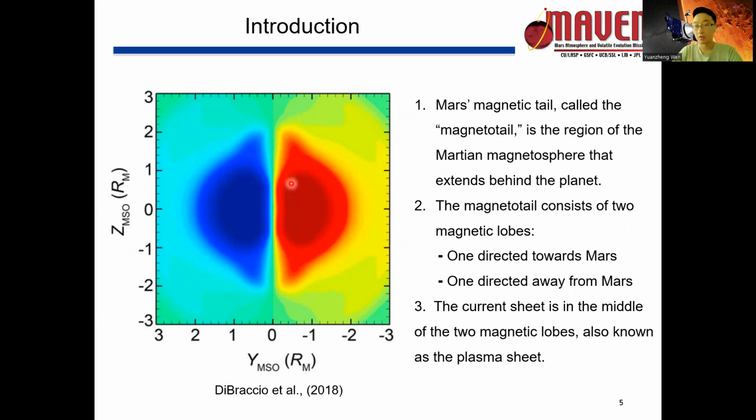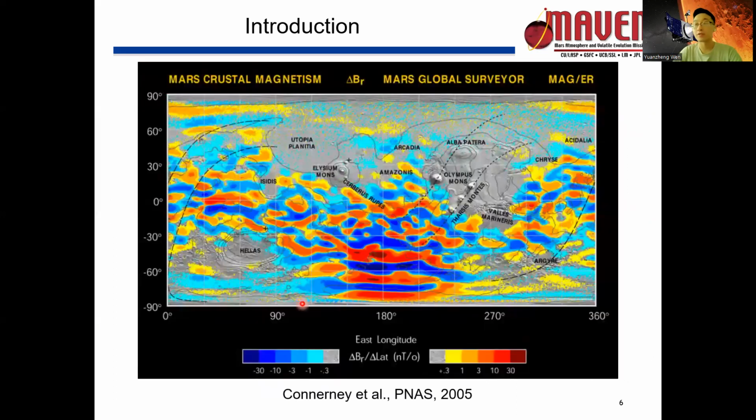Well, in ideal situations, the magnetic field structures in the tail would be symmetric, the size of the two magnetic lobes should be equal, and the current sheet should lie between the two magnetic lobes perfectly. However, the magnetic field structures in the tail are actually influenced by many factors. One of the factors is the crustal magnetic fields. It is known that Mars has very strong crustal magnetic fields in the southern hemisphere, and the crustal magnetic fields can actually influence the space environment of Mars significantly.